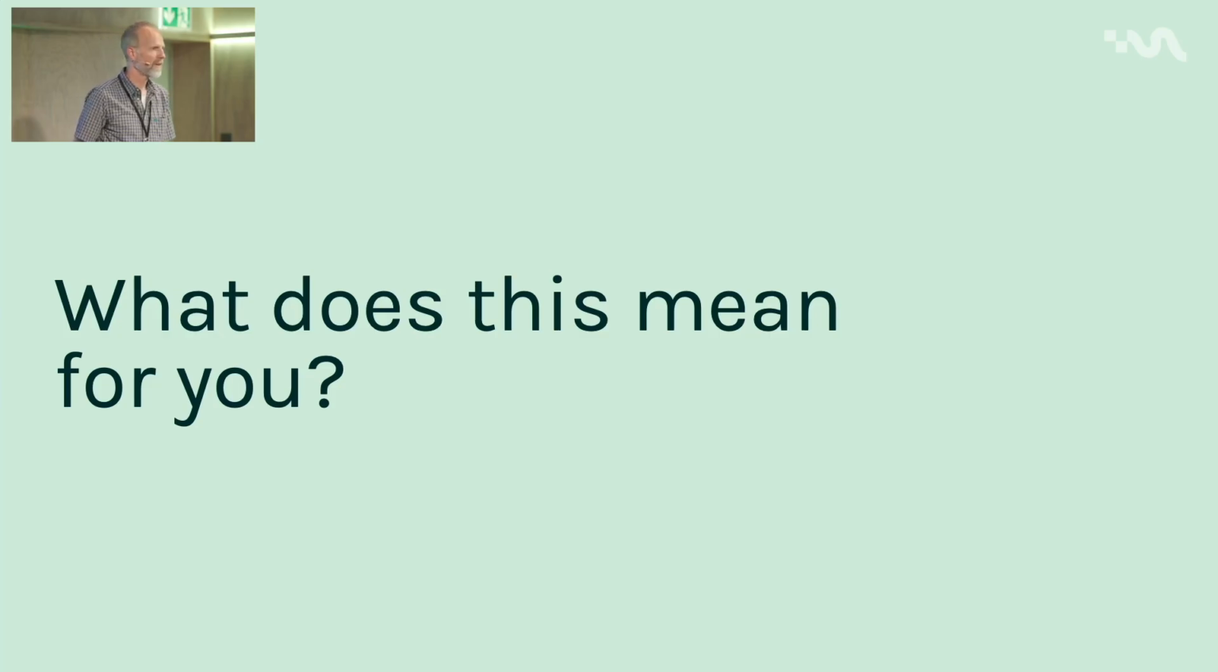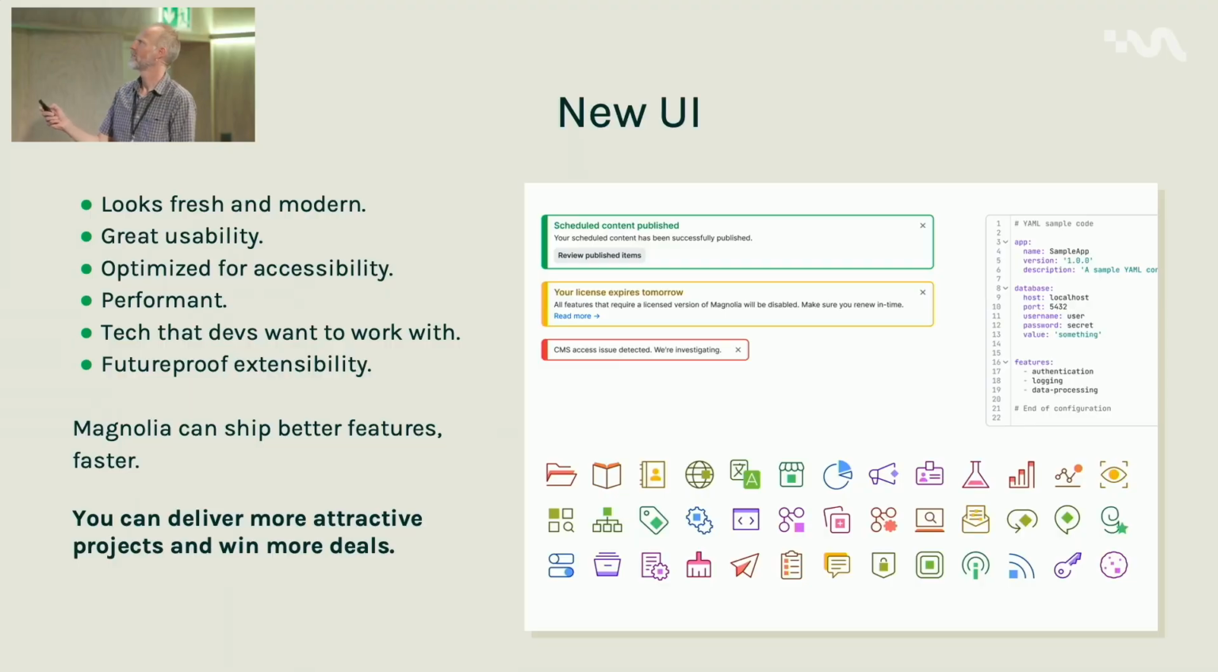What does this mean for you as developers? Well, you get a lot with a new UI. You get a fresh look and feel. You get great usability. You get this optimization for accessibility. It's going to be more performant. It's going to be tech that devs want to work with, and it's going to be future-proof extensibility.